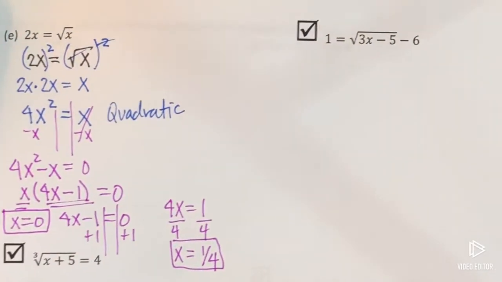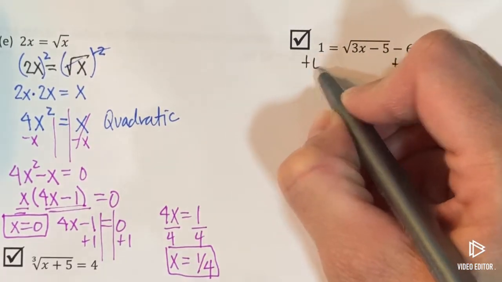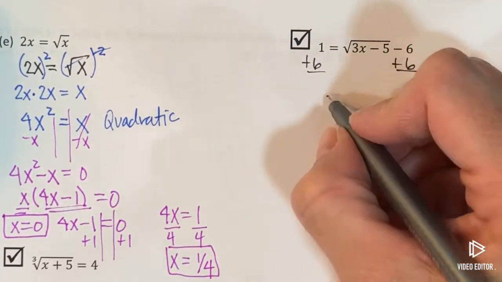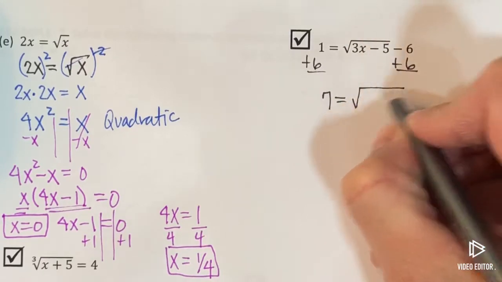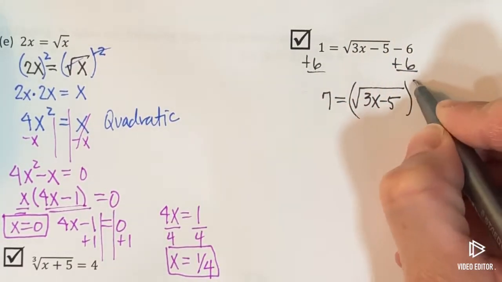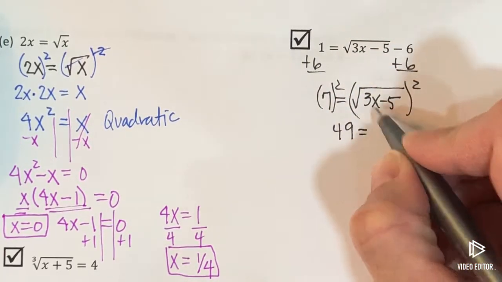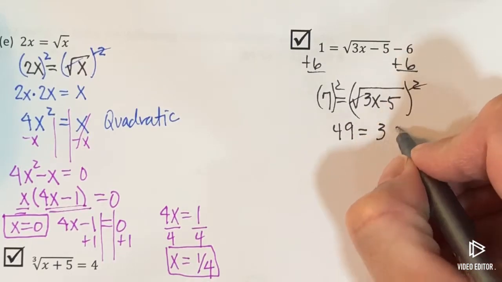Okay, so hopefully you paused it. I'm going to work through it with you. First thing to do is add 6 because I need to isolate that radical. So I have 7 equals the square root of 3x minus 5. To get rid of the radical, you square both sides. So you have 49 equals 3x minus 5.